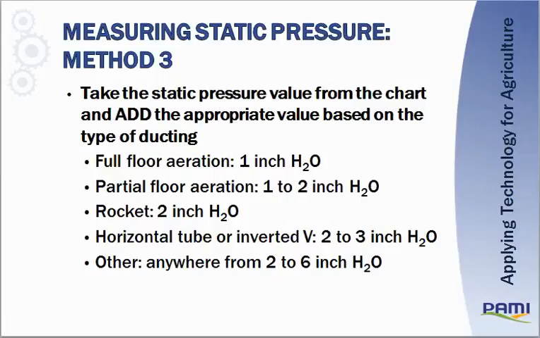Partial floor aeration for flat bottoms obviously is around 1 to 2. And then the systems that were designed for hopper bottoms, so the rocket, the horizontal tube, or the inverted V, and other systems, will generate anywhere from 2 to 6 inches of water column.